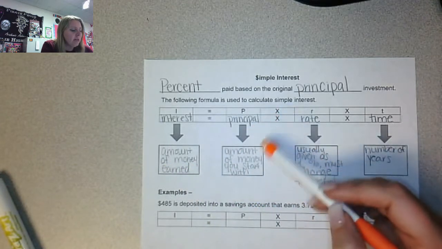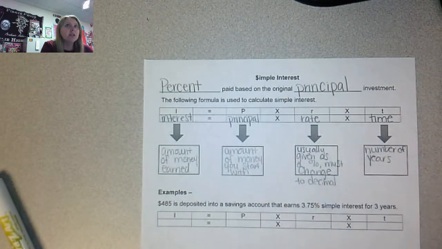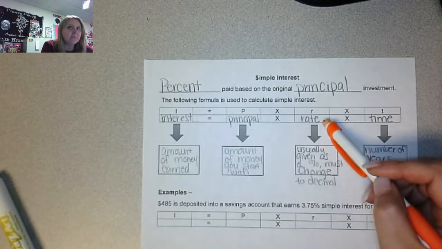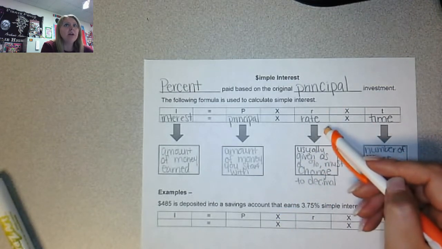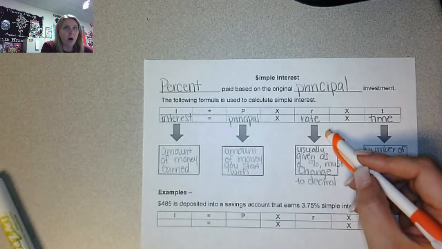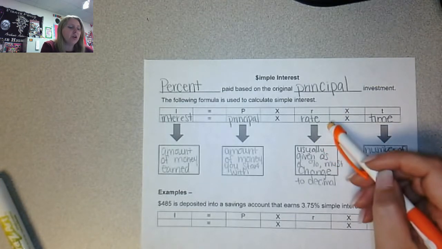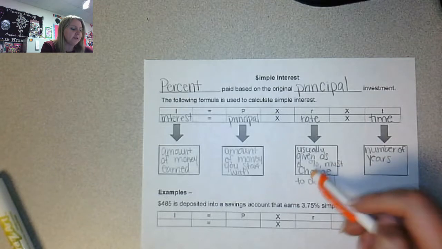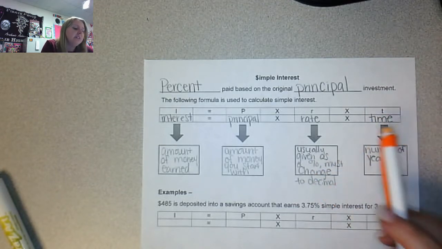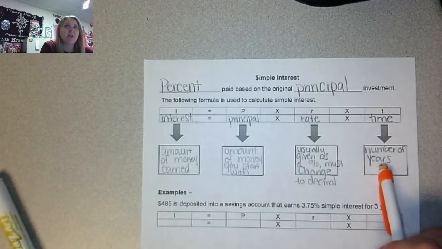Your principal is the amount of money that you start with. Usually, it is the amount of money that you are depositing into a savings account. Rate is the rate that you can qualify for. So in the real world, you can qualify for different rates based upon how good your credit score is, and your rate will usually be given to you as a percent, and then you have to change that percent to a decimal. And then in 7th grade, our T stands for time and is usually in the number of years.